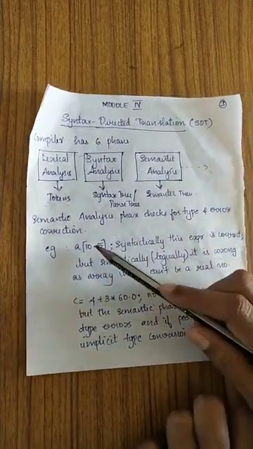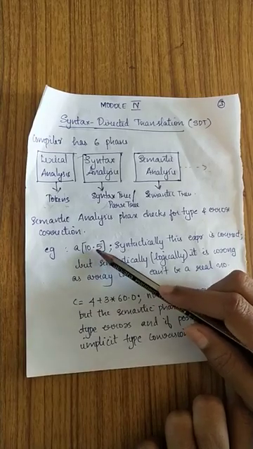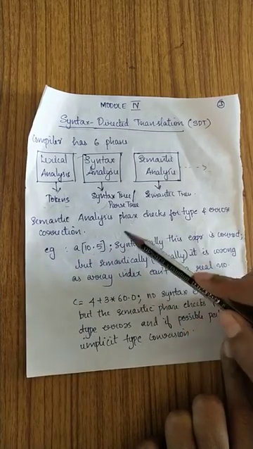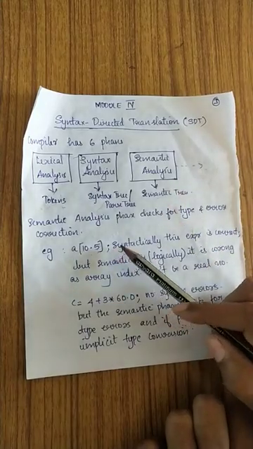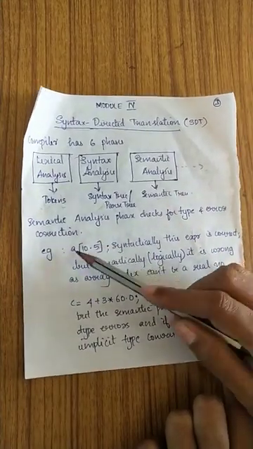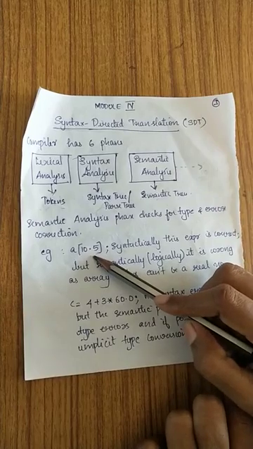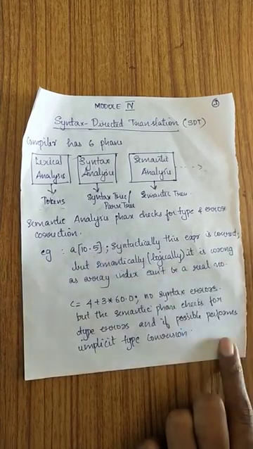For example, if the input is like this, a of 10.5, this expression is syntactically correct, but logically we can say that it's incorrect because the array index cannot be a real number. It can only be a whole number or an integer number.